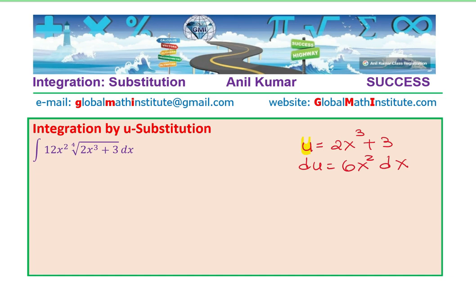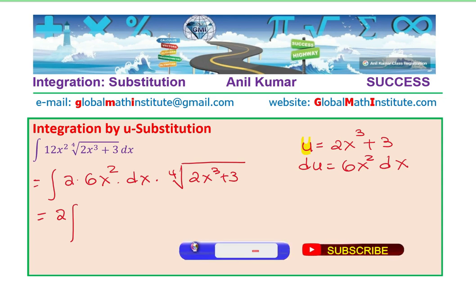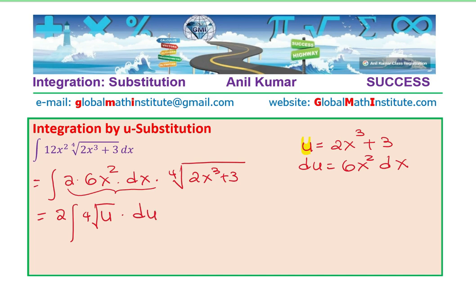So you see that 12x squared. So I need to break it down. 12 as 2 times 6x squared dx I'm writing here. And then we have this radical thing, which is fourth root of 2x cubed plus 3. Right. And now let's do the substitution. 2 outside, 6x squared dx is du, right? So this term is replaced by du. So we have fourth root of 2x cubed plus 3, which is u. Makes sense, right? du. So that is the right way of writing.